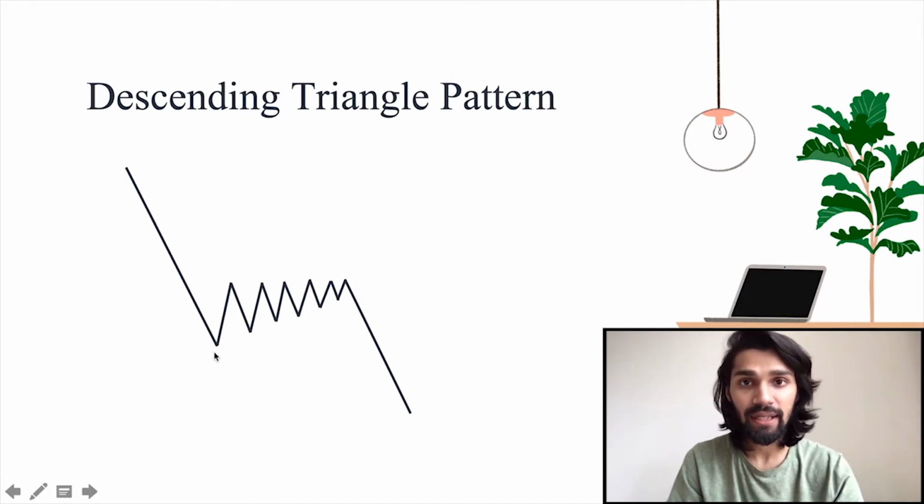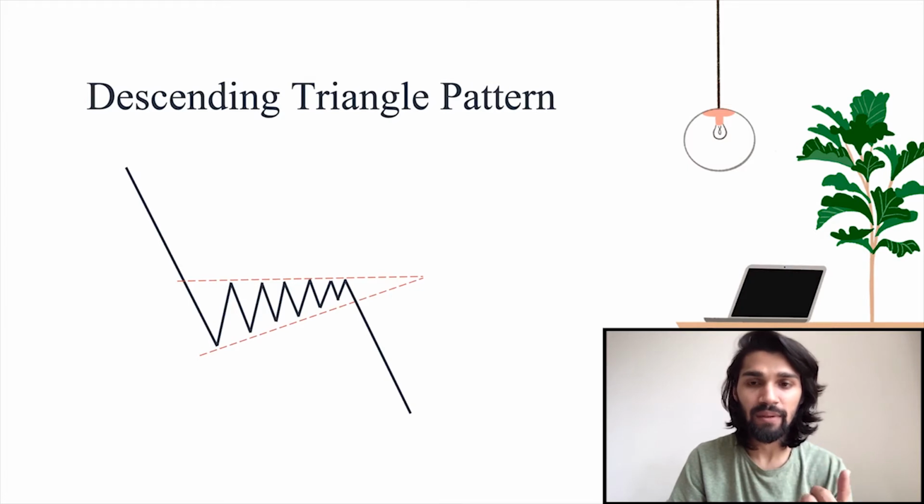In the descending triangle pattern, the prices go down sharply, then they move up and down, and they tend to become range bound in a triangle form, right? As you can see here, right? And then when it breaks out of that triangle, it moves sharply down.